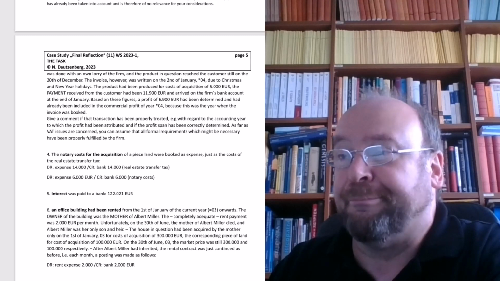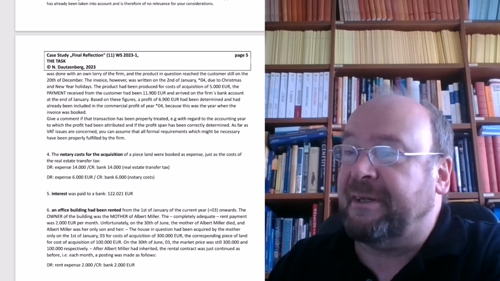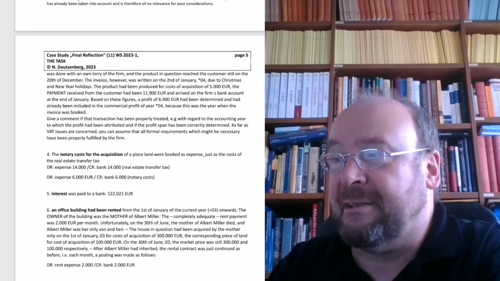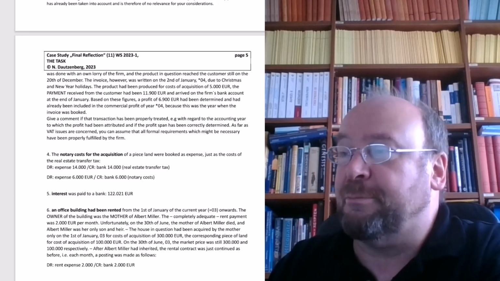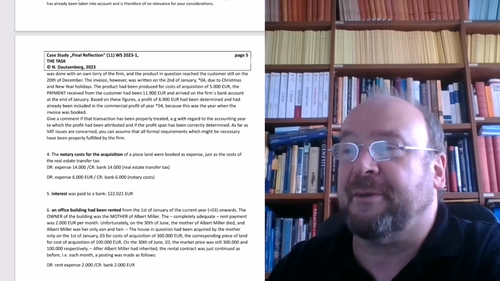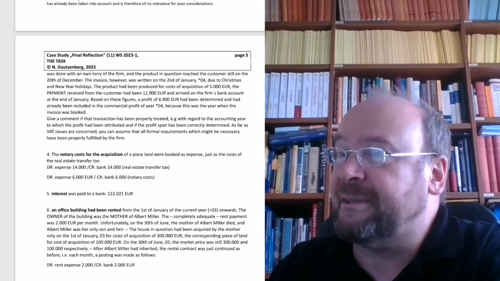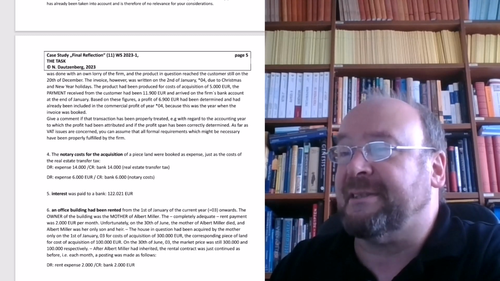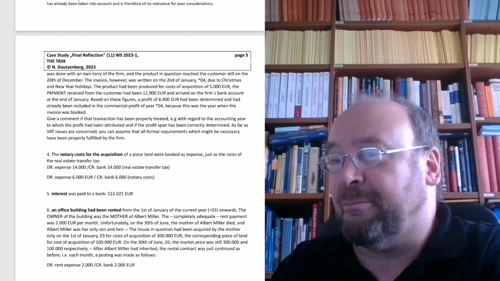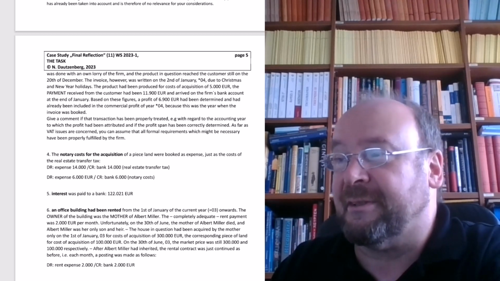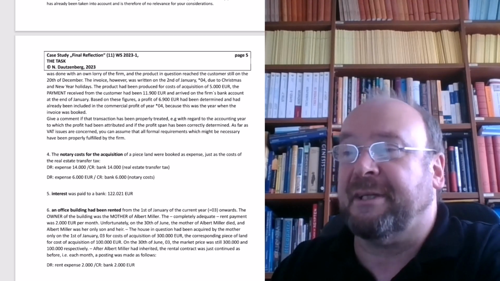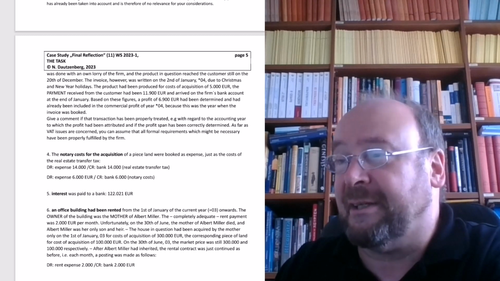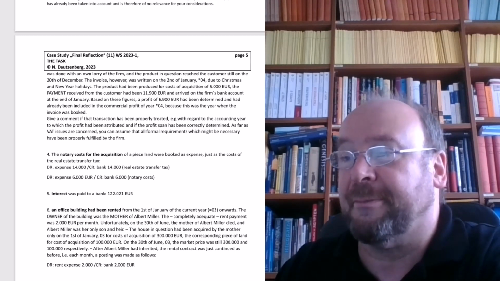Then, fourth event, there was a notary cost for the acquisition of a piece of land, and it was booked as expense just as the cost of the corresponding real estate transfer tax. Here you see the postings. Expense as debit record and credit record bank 14,000 for the real estate transfer tax, and an expense of 6,000 with a credit record on the bank, 6,000 for the notary cost.